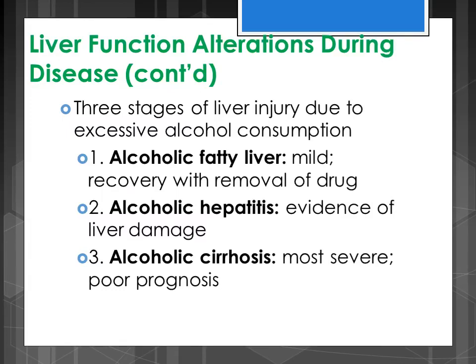So last, alcoholic cirrhosis is the most severe with a poor prognosis. The prognosis associated with alcoholic cirrhosis is dependent on the nature and severity of associated conditions such as gastrointestinal bleeding or ascites. However, 5-year survival is 60% in those who abstain from alcohol and 30% in those who continue to drink. And the condition is more common in males than in females.